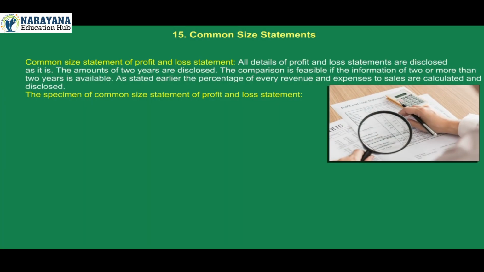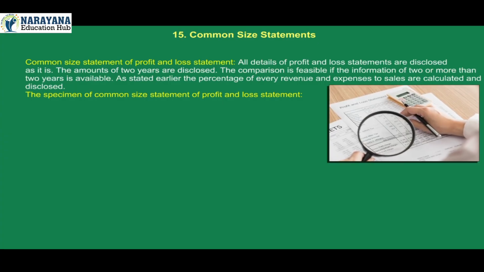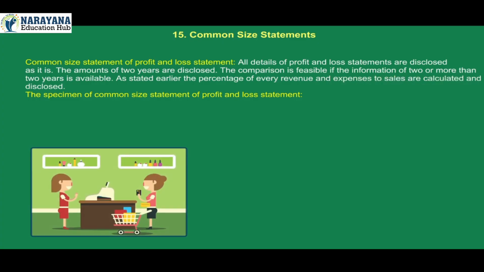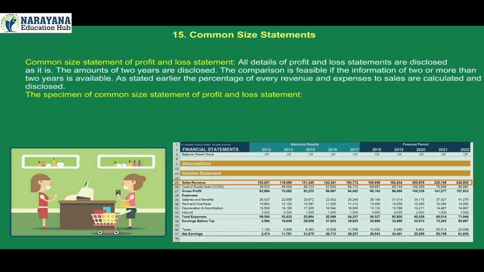Common size statement of profit and loss statement. All details of profit and loss statements are disclosed as it is. The amounts of 2 years are disclosed. The comparison is feasible if the information of 2 or more than 2 years is available. As stated earlier, the percentage of every revenue and expense to sales is calculated and disclosed.